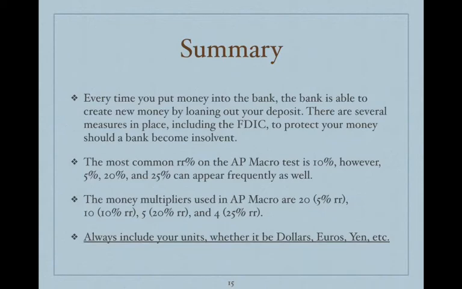So I'd like to do a recap for us. And in summary, anytime you put money into the bank, the bank is able to create new money by loaning out your deposit. All right? There's a lot of things in place to protect your money. And the biggest thing is the FDIC, that Federal Deposit Insurance. And if that bank ever goes under, the government's going to reimburse you. The most common reserve ratio we're going to see on the AP test is 10%, but really 5, 10, 20, or 25% are all fair game. You do need to be able to figure out money multipliers based off of the required reserve ratio. And most importantly, I can't stress this enough, make sure you always include whatever your units are. If it's dollars, euros, yens, whatever, always include that.